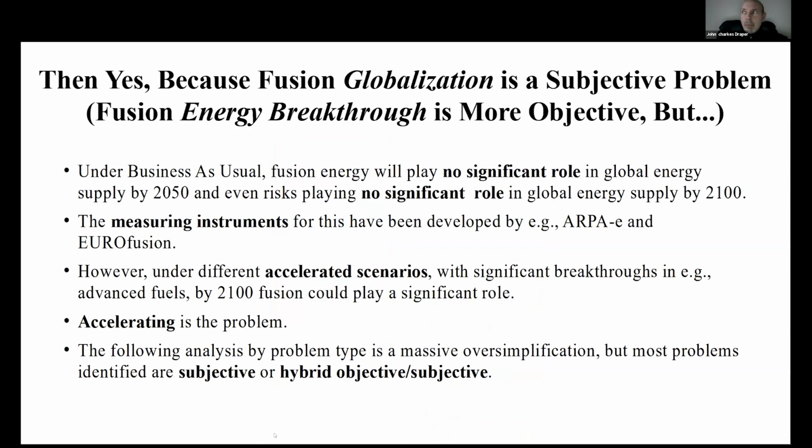Now, is fusion a subjective problem in that way? And I would argue fusion globalization is a subjective problem. I'm pretty sure Alaios would agree with that as well. Fusion energy breakthrough may be a more objective problem, but then how that is commercialized is more of a subjective problem. And at the moment, fusion energy will play no significant role in global energy supply by 2050, and risks playing no significant role in global energy supply by 2100.